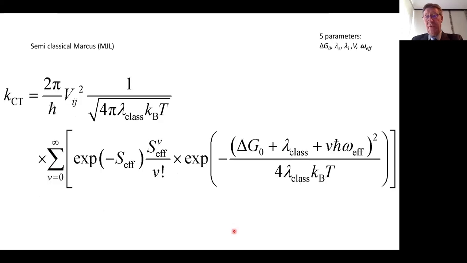So we can encounter the semiclassical Marcus equation in various ways. This is basically the same as what we saw before. It contains 5 parameters: this delta G, the solvent reorganization, internal reorganization, electronic coupling, and this particular vibration. So this is a vibration that is related to the vibronic coupling.